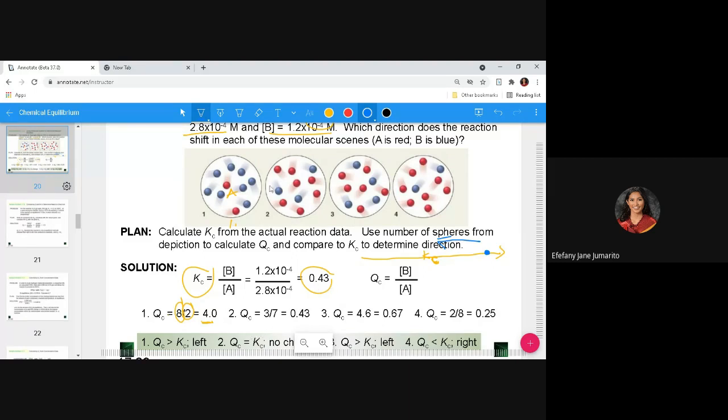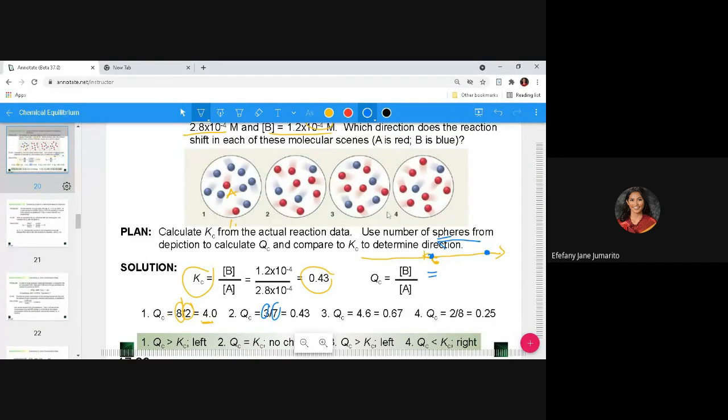Okay. Now what about number 2? How many moles of products do we have? 3 over 7, that is 0.43. Okay, so your QC is equal to your KC. So it's at equilibrium.